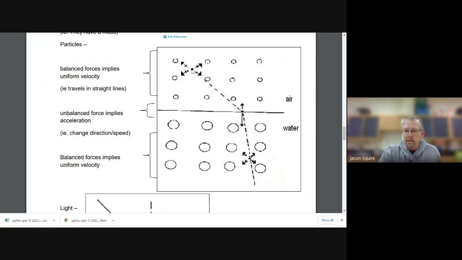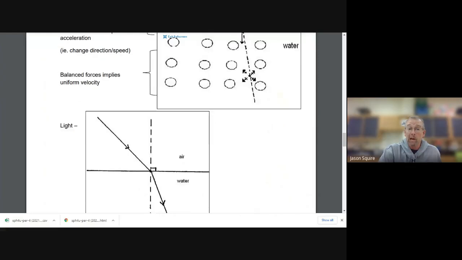So we are predicting that these light particles are going to travel in a straight line in the air, and when they get to this boundary between air and water, they're going to speed up and they're going to change directions. They're going to bend down towards this normal. So there would be a normal line here, right?